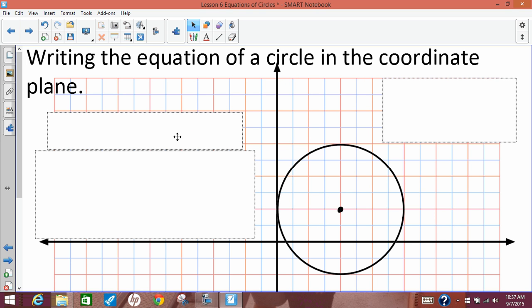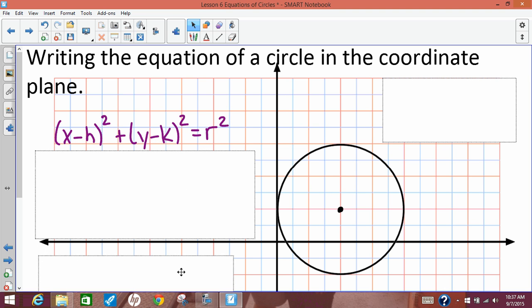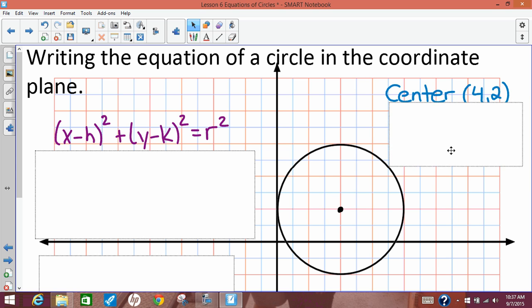So here I have a circle in the coordinate plane, and I want to write its equation. So I need to know a couple things about it. I need to know its center, and I need to know its radius. And I'll always start when I'm trying to write an equation of a circle by writing the standard form. (x - h)² + (y - k)² = r². And again, as I've said in videos past, if you make this your habit, then you'll remember these things easier. So I can go locate the center. The center of this circle is at (4, 2).